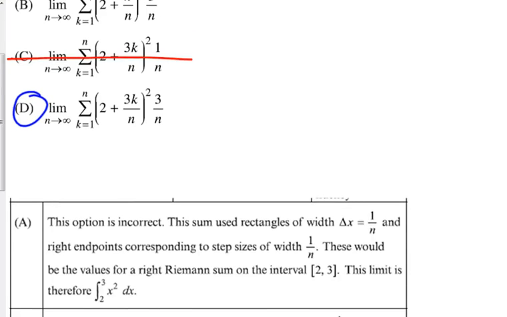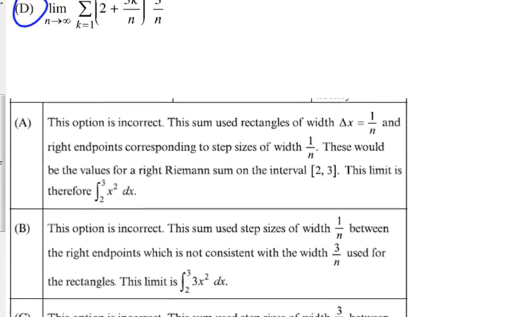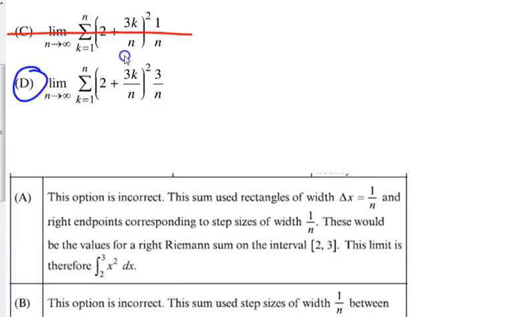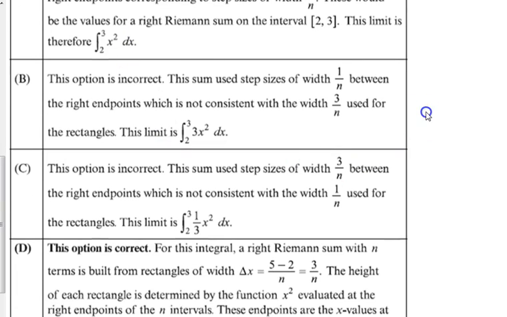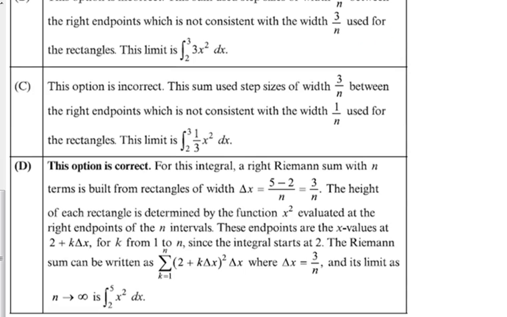So you see, they give some explanations under that, and I wanted to put that on here. It explains why A is incorrect. It's because the width is wrong. It actually tells you which one it would be. It would be from the interval 2 to 3 is answer choice A. Answer choice B is incorrect because it used widths of 1 over n, but it's not consistent with the 3 over n that they have in the answer choice. C is incorrect because it's inconsistent too, and then D is the correct answer. And they show you that.